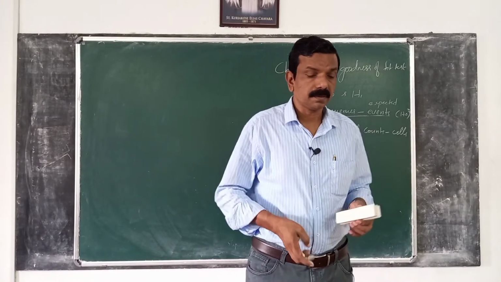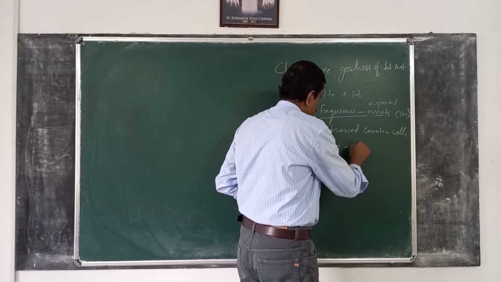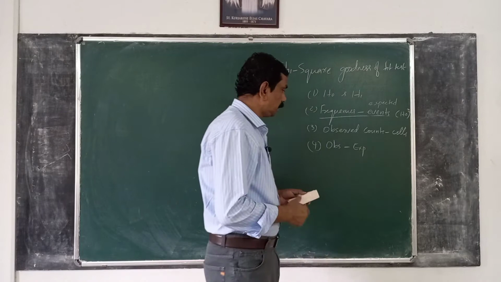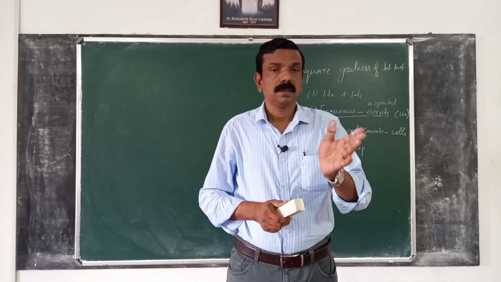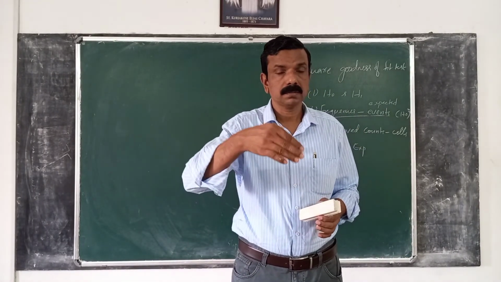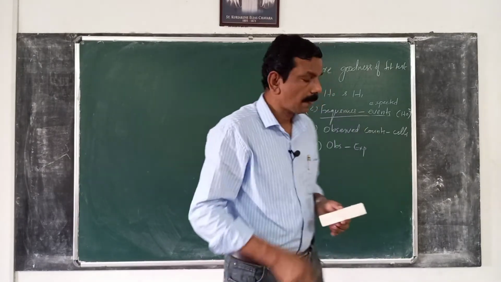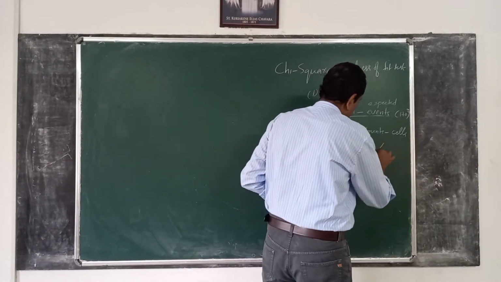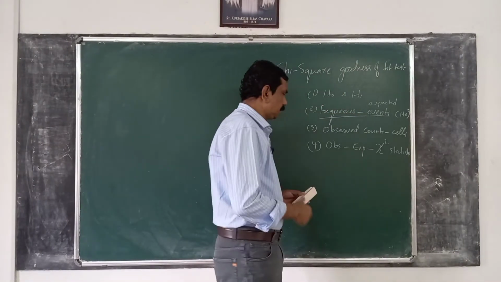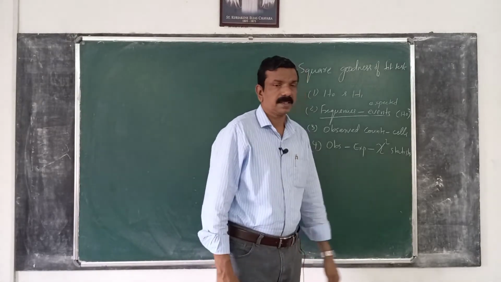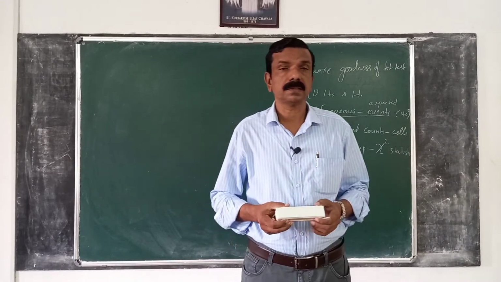We consider the difference between these two, observed and expected. We calculate the difference between observed and expected frequencies or counts, and from these differences we calculate the value of the chi-square statistics.